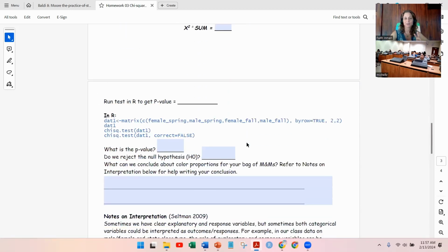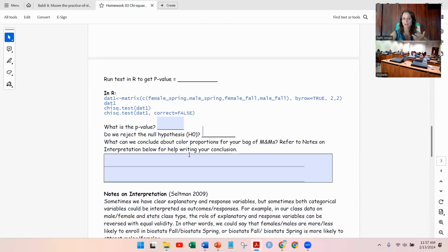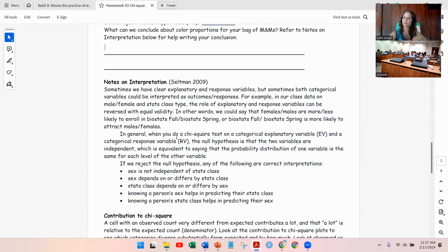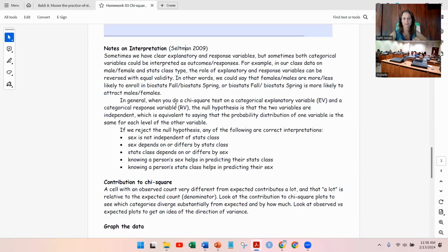Then you run the test in R to get a p-value. Again, you just copy and paste this code into an R script, substitute your counts for the females in the spring, males in the spring, females in the fall, and males in the fall. Run all this code and you will get a p-value and you can write your conclusions. Here I've included notes on interpretation from another textbook, Salzman 2009. I think he does a nice job of explaining it.